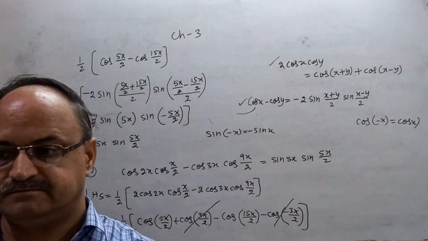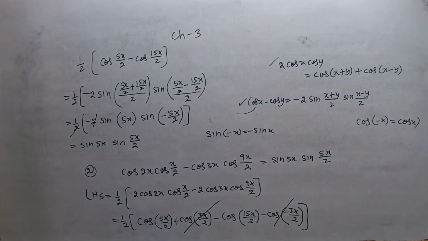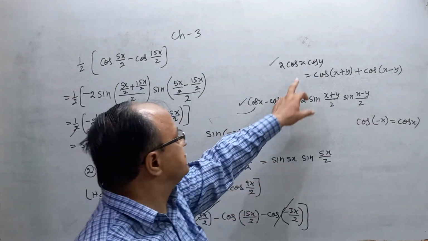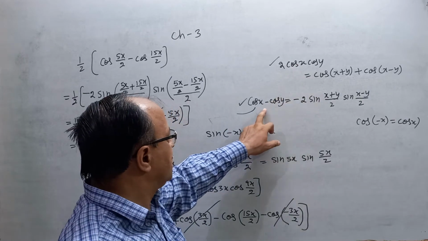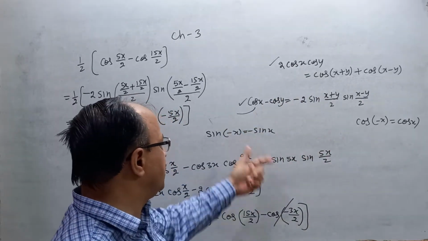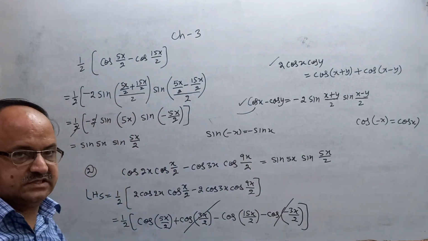Check this formula and question. In this question we apply these formulas: 2 cos x cos y, cos of minus x equal to cos x, and sin of minus x equal to minus sin x. Right.